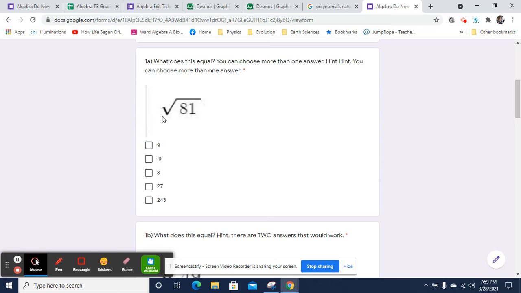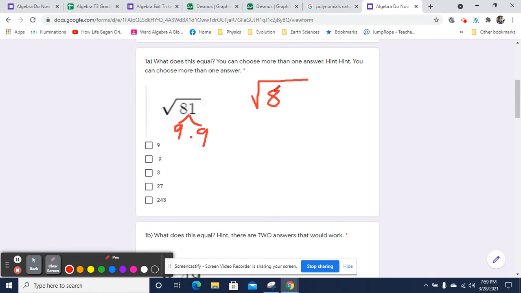Well, this is the square root of 81, and what we're looking for are two numbers. It's the number that you would multiply by itself to get 81. Another way to think of it is, what are two equal factors of 81? So if we could split 81 into two equal factors, what would they be? Well, one of them, we could do 9 times 9, and that would work as two equal factors. So that's one of the answers.